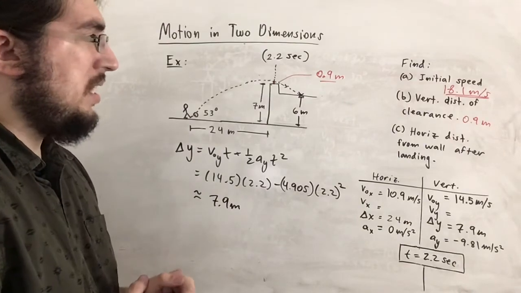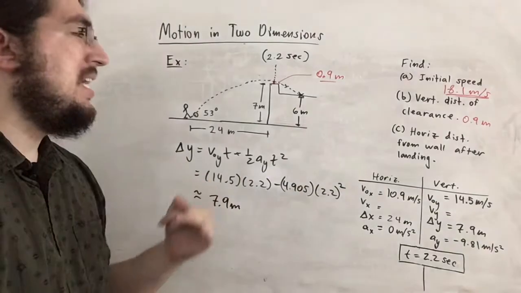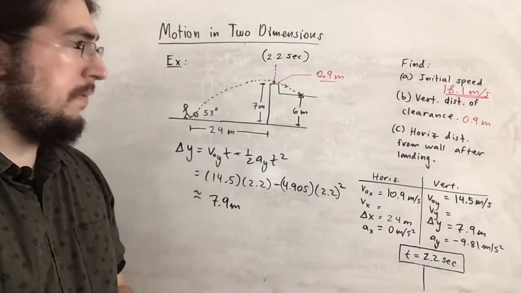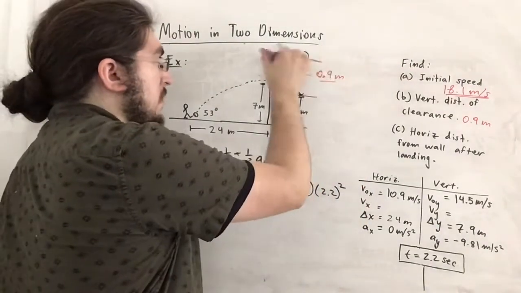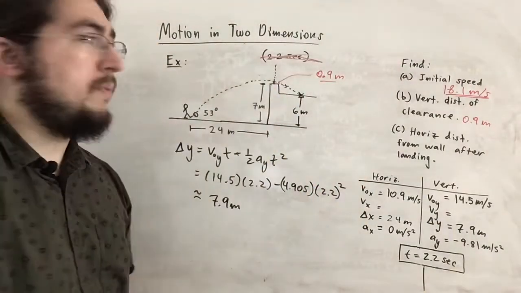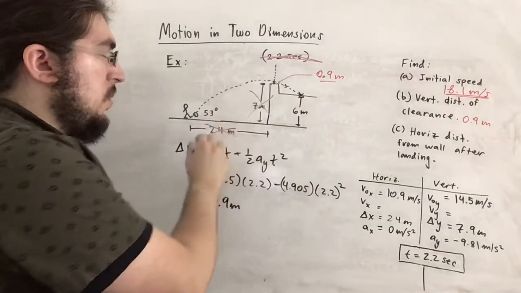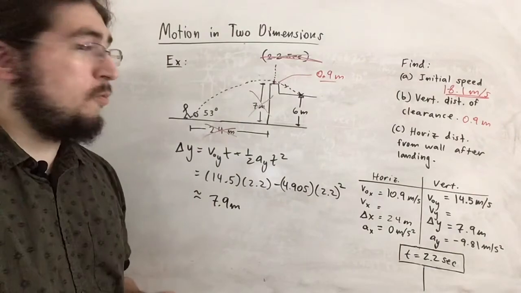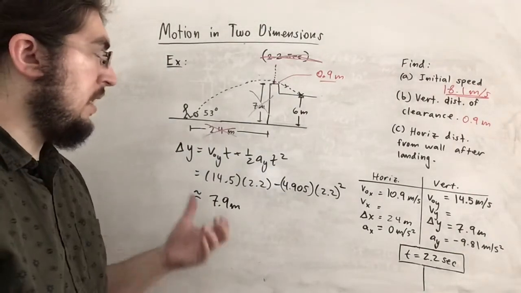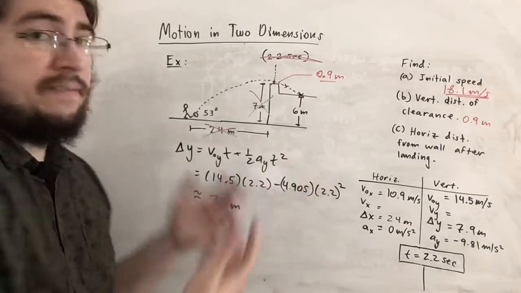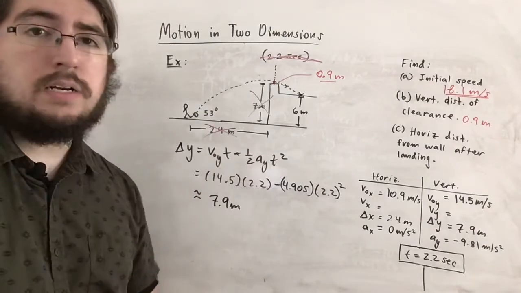Now, C asks us to find the horizontal distance from the wall after landing on the other side of the wall. This is going to pose a little bit of a problem because our time is now out the window, because we don't care about this vertical barrier. This is also out the window, and this is also out the window. So we kind of have to restart for problem C. So let's erase some of the things here that are no longer part of the problem to see if we can figure out how to crack C.